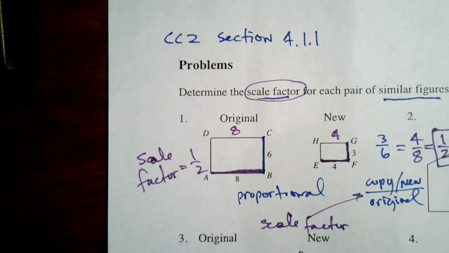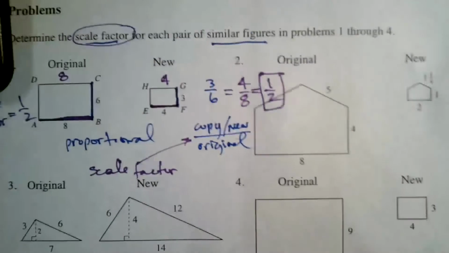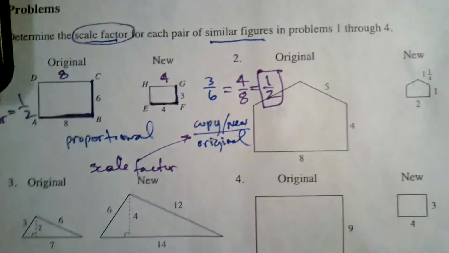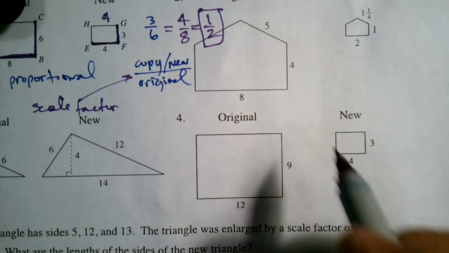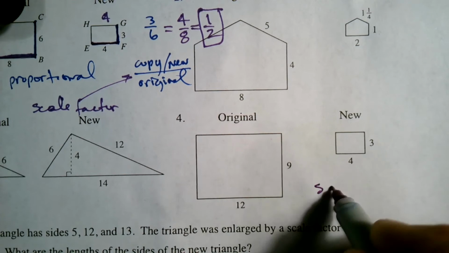Actually, I'm going to keep going. I want to show one more example. I want to do number 4 as well, just to make sure we're good to go. So number 4, similar again, two rectangles. And I want to know, what is the scale factor?